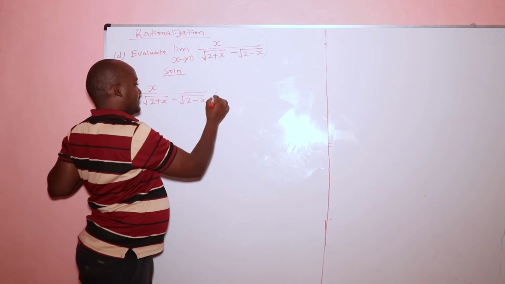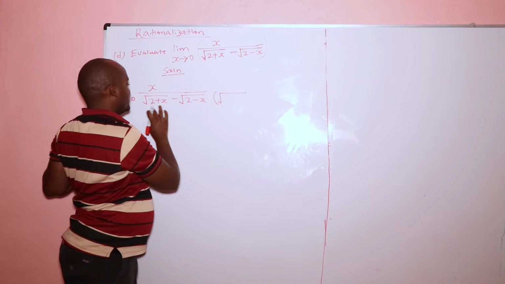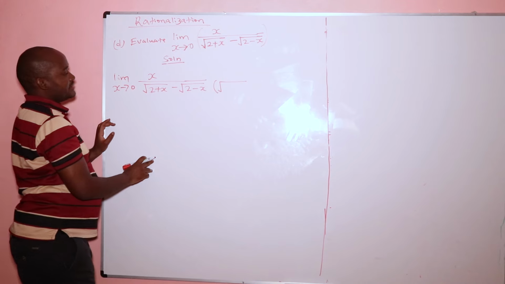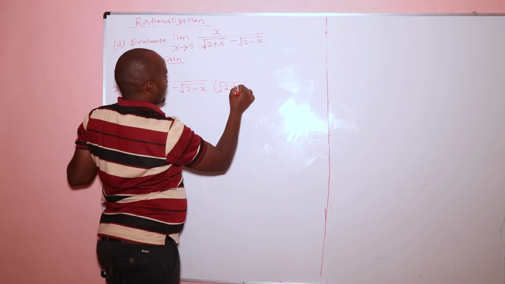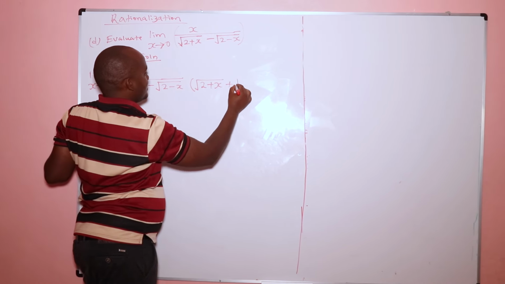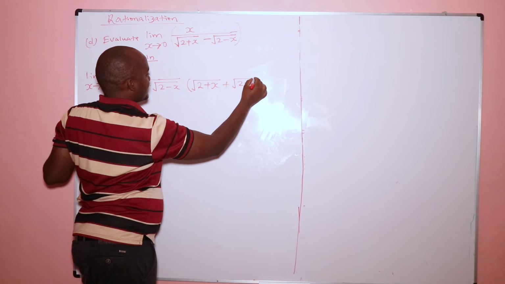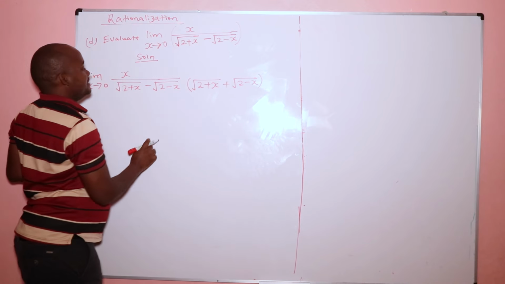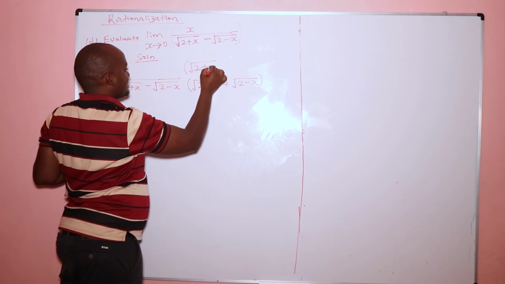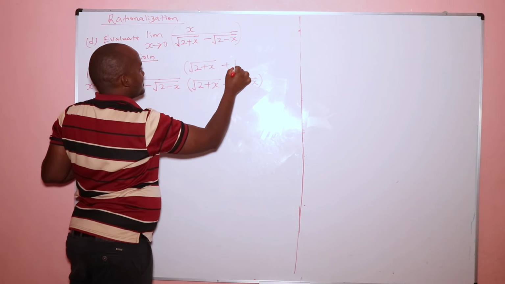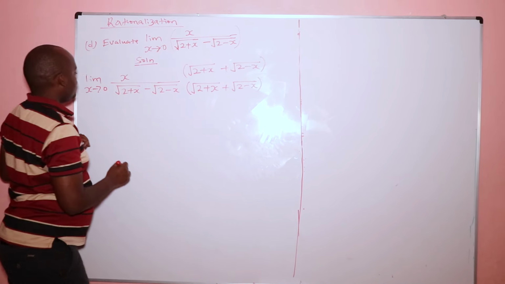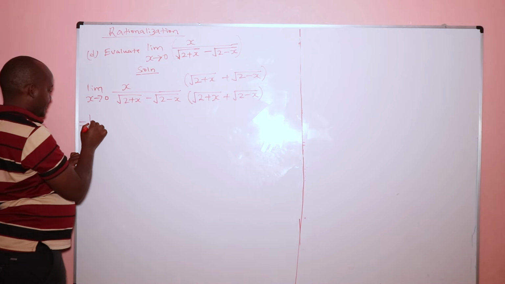So meaning that we multiply the denominator by the conjugate of this value here. So we change this sign from negative to positive. The conjugate of it will be root 2 plus x plus root 2 minus x. So what we do to the denominator, we also do to the numerator, which is root 2 plus x plus root 2 minus x, which is going to give us what?